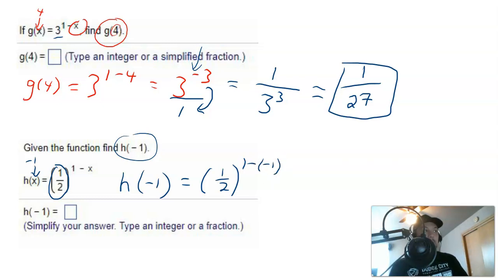So this one, the tricky part is dealing with the double negatives. So a double negative here becomes positive. So we'll have 1/2 to the 1 plus 1 power, which is 2.